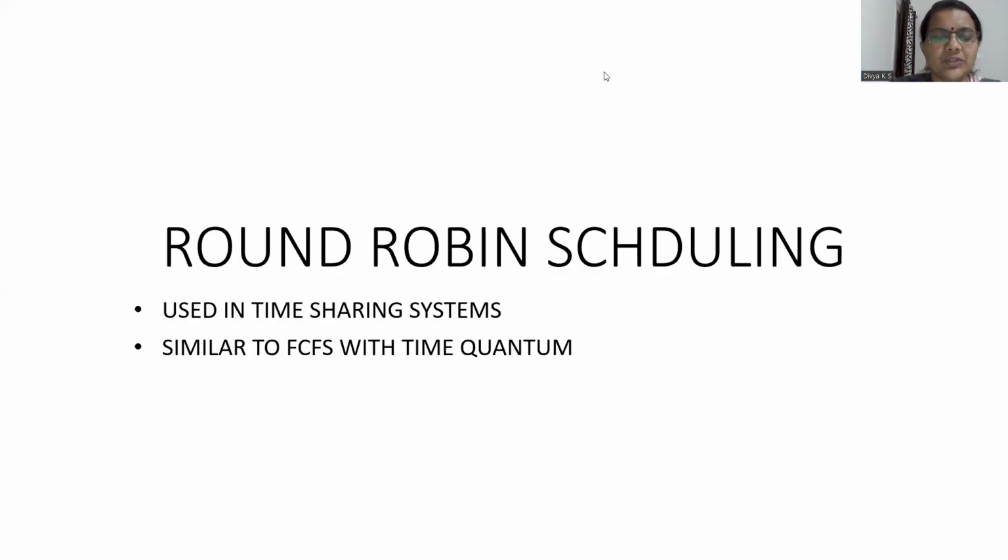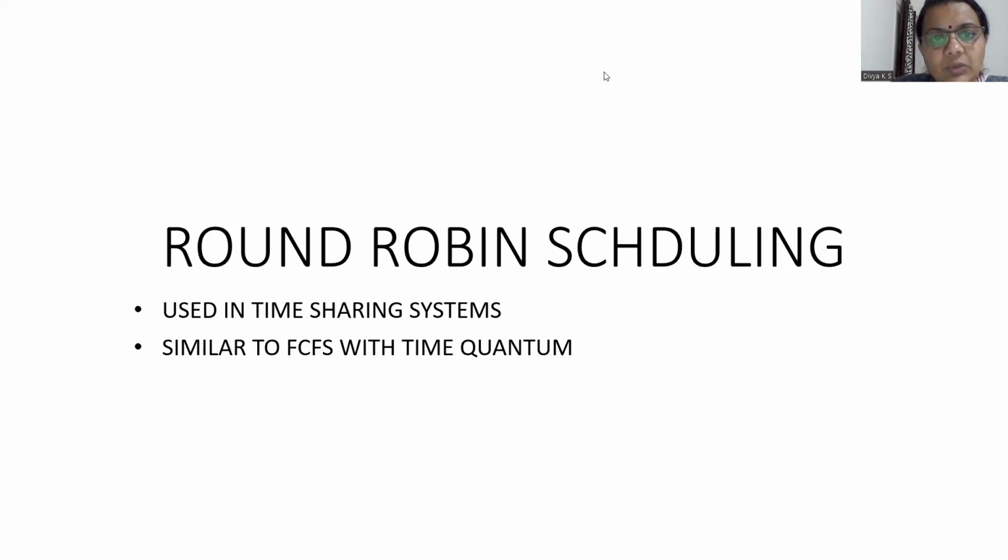Okay, now today we'll see about round robin scheduling. This round robin scheduling is similar to FCFS, but the difference is that here we are using a time quantum. Time quantum is a time limit. For something like 2 units or 3 units of time limit we will give, and according to that it will work.